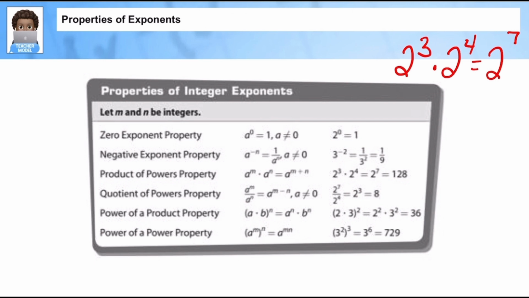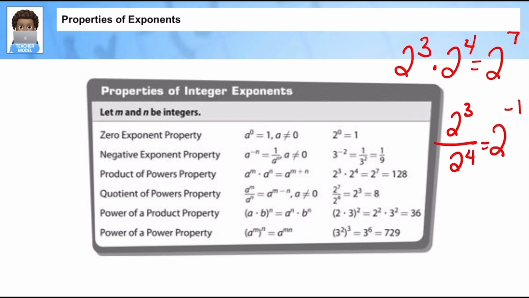Okay, and the opposite of that is the quotient of powers rule. So again, if I have 2 to the 3rd divided by 2 to the 4th, you're going to end up with a 2, but this time you're going to subtract those numbers. So 3 minus 4 is negative 1, so you're just going to subtract. And then that'll give us a negative. So don't worry about that one for right now.